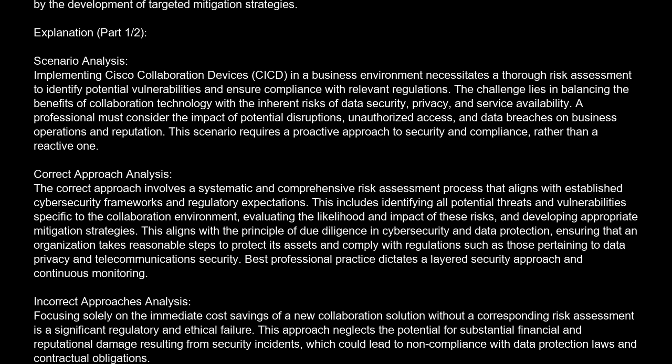Incorrect approach analysis. Focusing solely on the immediate cost savings of a new collaboration solution without a corresponding risk assessment is a significant regulatory and ethical failure. This approach neglects the potential for substantial financial and reputational damage resulting from security incidents, which could lead to non-compliance with data protection laws and contractual obligations.